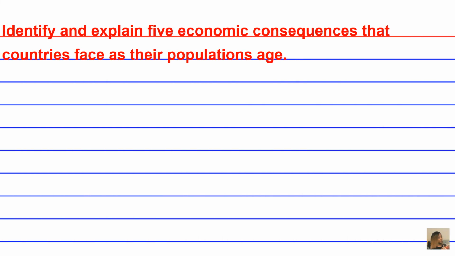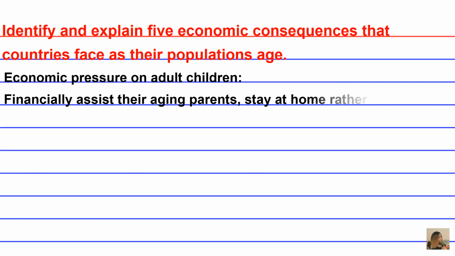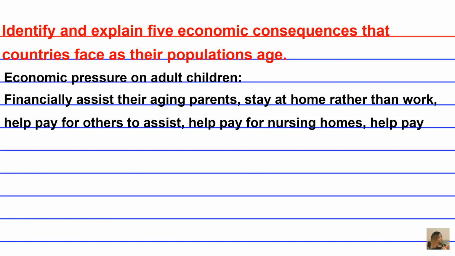The last consequence we'll highlight in these cards is economic pressure on adult children. And how can this be? Well, they have to financially assist their aging parents. They may have to stay at home rather than work. They have to help pay for others to assist their parents. And they have to help pay for nursing homes and medical costs. So this is really costly.